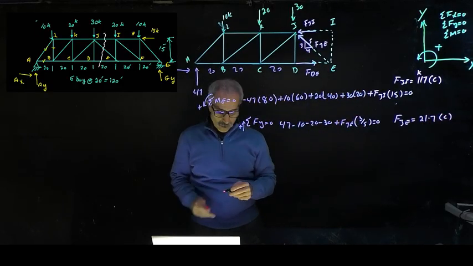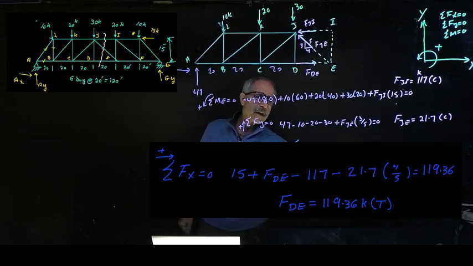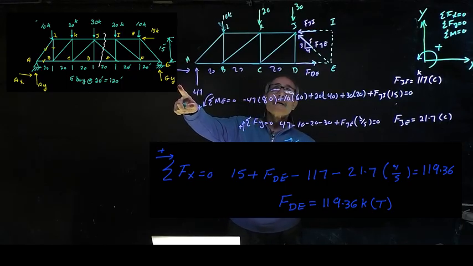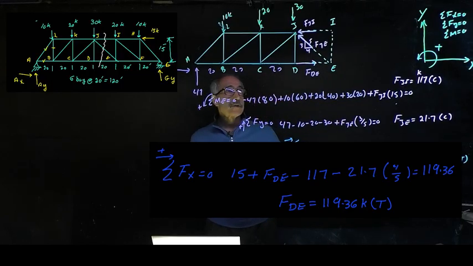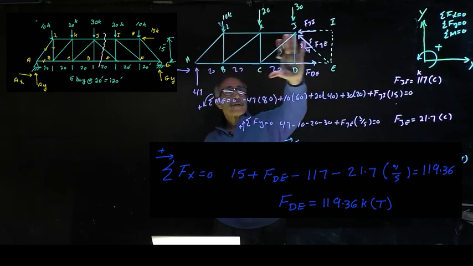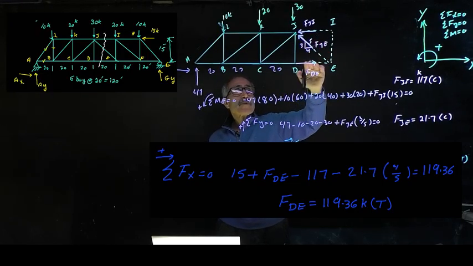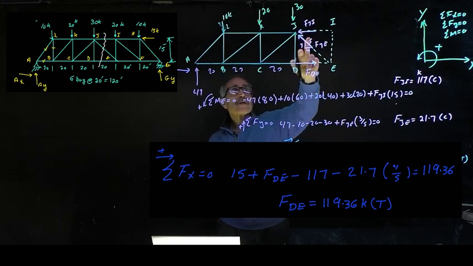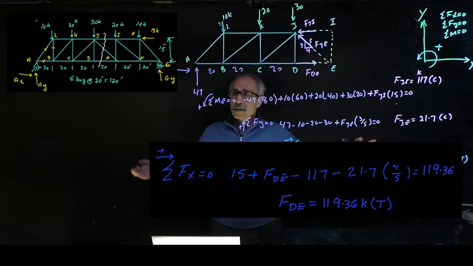All right, the next thing I'm going to do is summation of F of x equal to 0, and for F of x I have 15, plus F of DE. That's it. That's how it is. Nothing to it. The hardest part is to get this right. Just cut it, and when you cut it, replace all those members with the forces. The bottom is tension, the top is compression. If you don't know, put the arrow. If the number comes out negative, you just switch your arrow, because you made a wrong assumption. That's it. All right, let me erase this board.